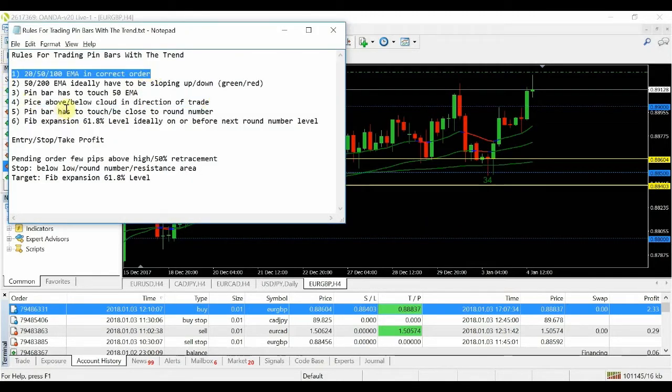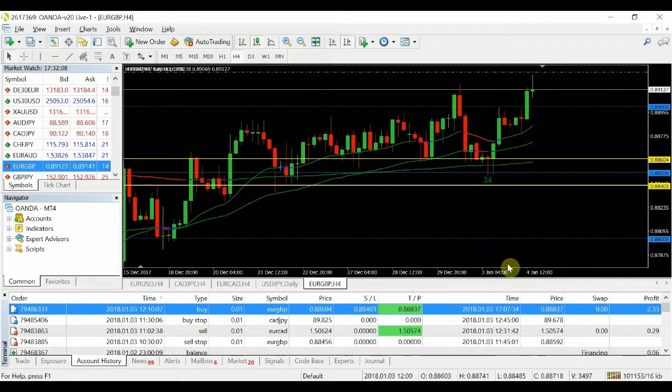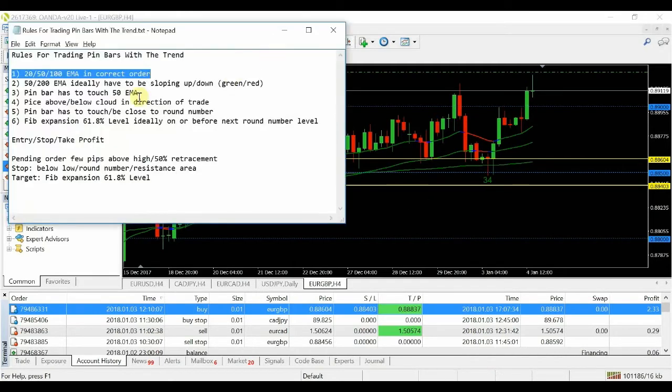So the first one is the 20, 50, 200 EMA in correct order. And what I mean by correct order is in relation to where price is. So we're looking at this section here when the pin bar formed. If it's bullish, the order will be closest to price 20, 50, 200. It's in that order, which it is. So that's step 1, happy with that.